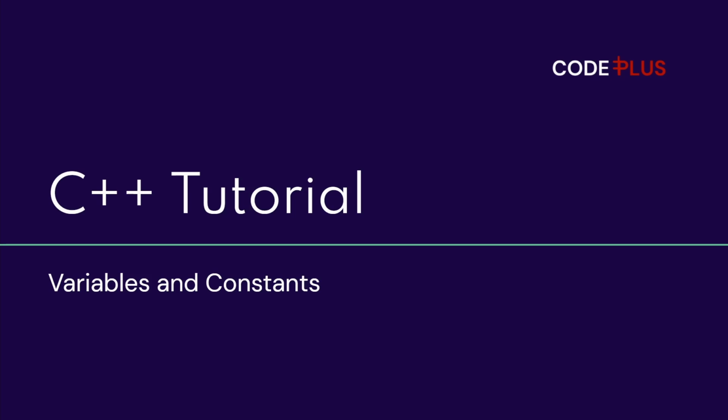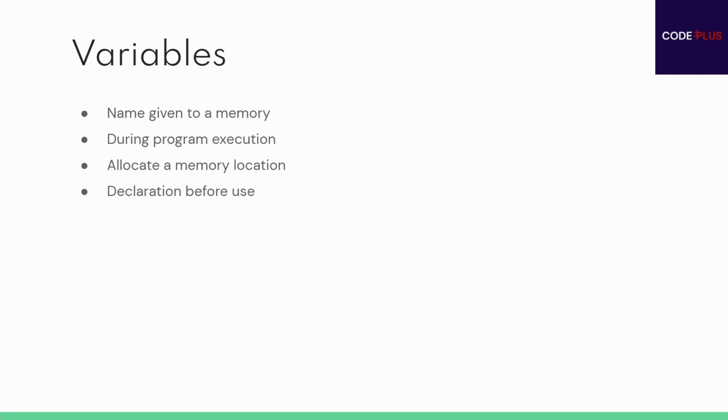Today we will discuss various types of variables and constants. Let's talk about variables. A variable is a name given to a memory location. It is the basic unit of storage in a program. The value stored in a variable can be changed during program execution.